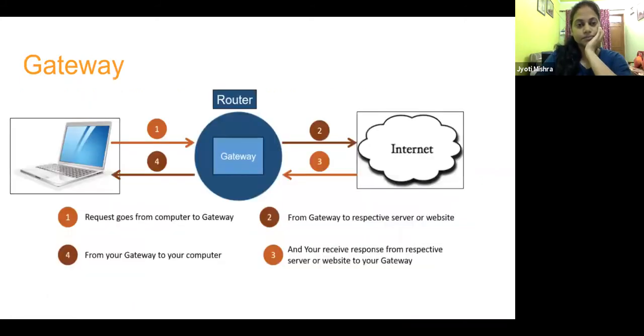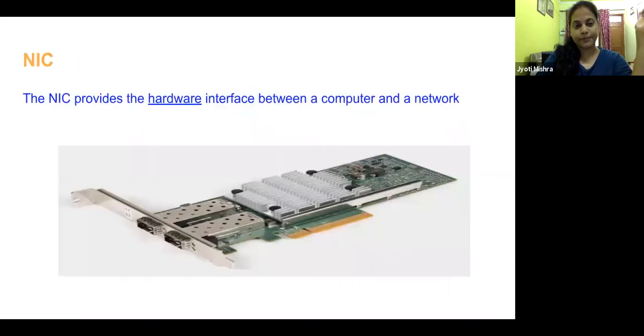Gateway comes into the picture whenever we want to connect to the internet. When our device gets connected to the internet, it is through the gateway. We'll study about gateway in AWS as well. And then NIC, which is like the example of phone number and your name. Your name is unique, so your MAC address is unique.